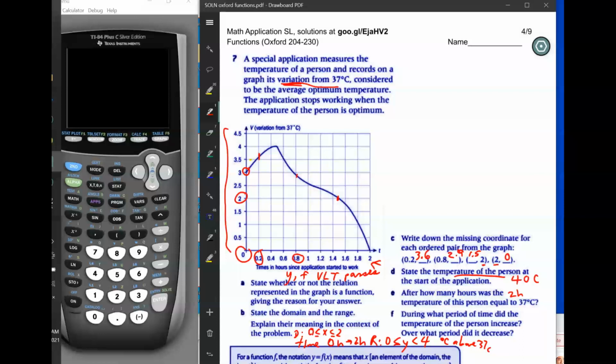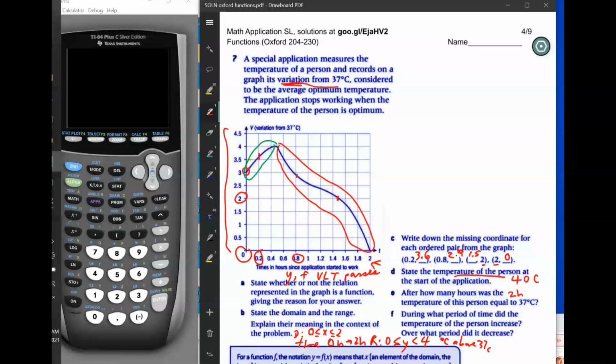During which period of time did the temperature of the person increase? Over what period did it decrease? Okay, so here I'm going to use the green to indicate the periods where the curve was increasing, and I'll use the red to show the periods where the curve was decreasing. I wouldn't call these slopes because you can't really apply a slope to a curve, but it is analogous to a slope. When you look at the green part, it's kind of like a positive slope. When you look at the red part, it's kind of like a negative slope, except it's curved, right?